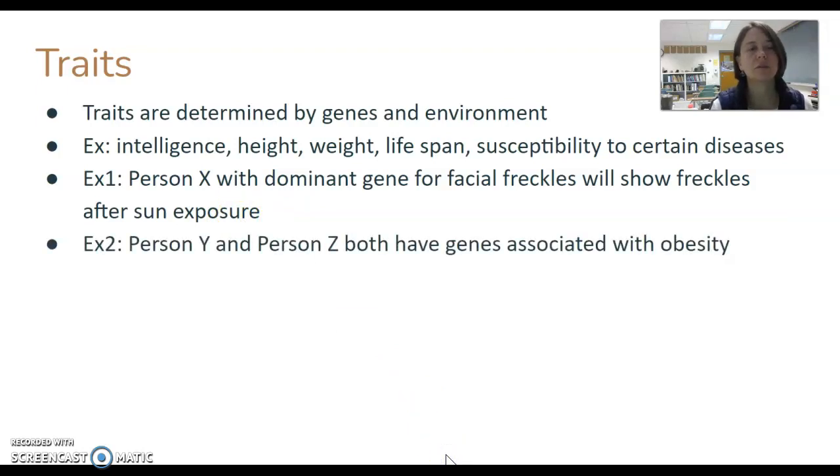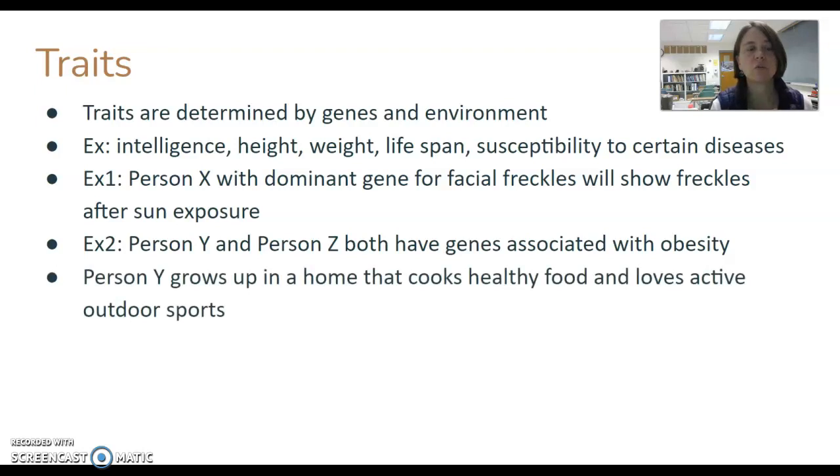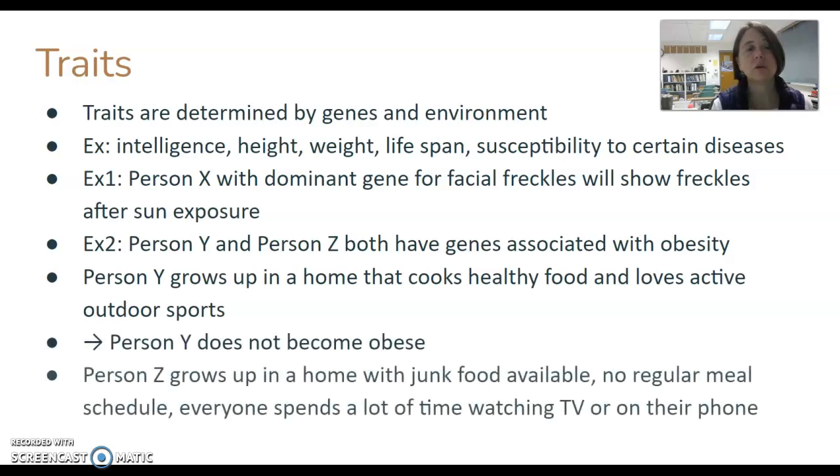Okay, another example, let's say person Y and Z both have genes associated with obesity. Person Y grows up in a home that cooks healthy food and loves active outdoor sports. They're not obese. Person Z grows up in a home with junk food all the time, no regular meal schedules, everybody spends a lot of time in front of the TV or on their phone. Person Z becomes obese. They both had the same genes, but the environment turned it on in one and not in the other. So we're going to pause there.